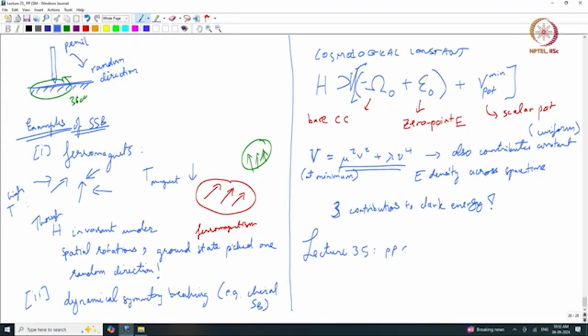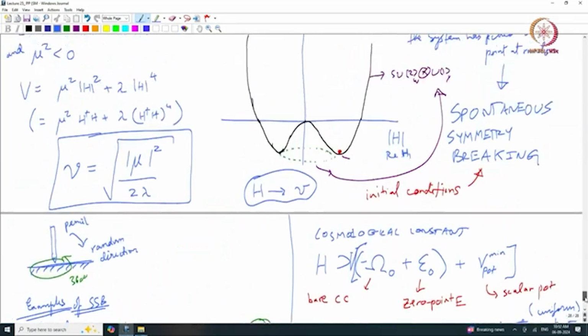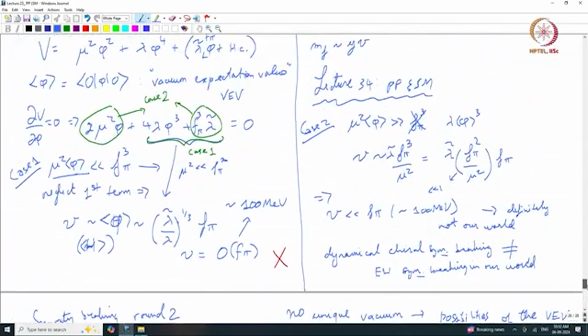Alright, so welcome back to particle physics and the Standard Model. This is lecture 35, and in the last lecture we saw how nature actually does break the electroweak symmetry in our universe.